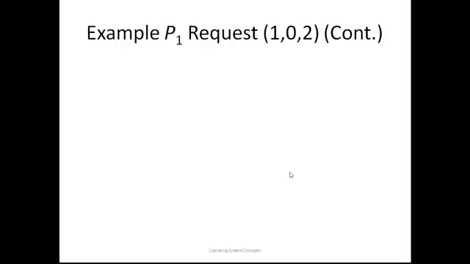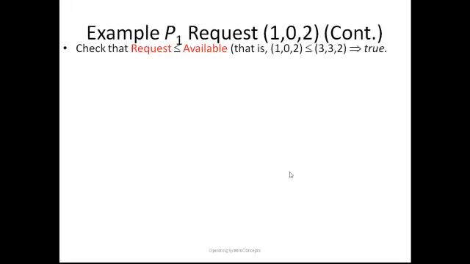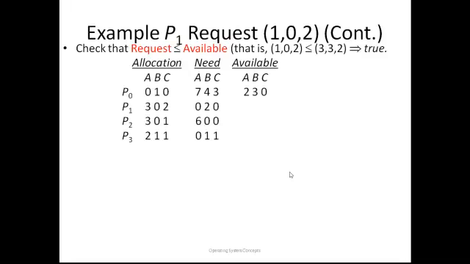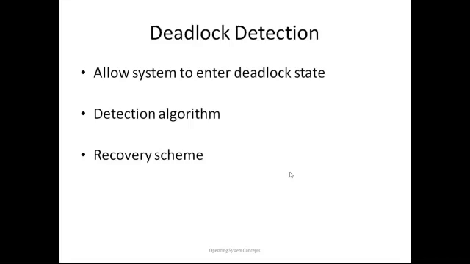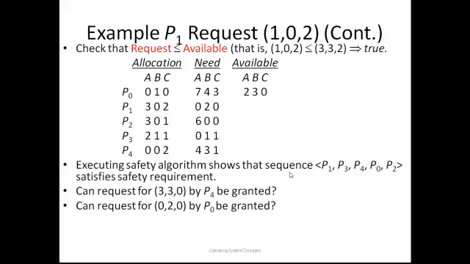Now the example: P1 request. Here we are finding the availability, allocation and need matrix of the processes, and we are finding different sequences.